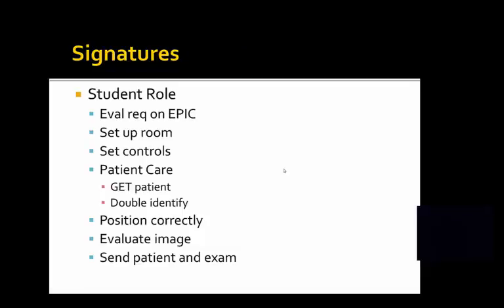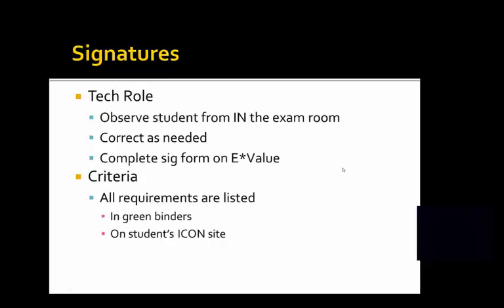To signature, the student's role includes evaluating the requisition on Epic. This means that the student must pull up the patient's record on Epic, read the reason for the exam, and be able to explain to you as the comper why we are doing this exam. They have to completely set up the room. They have to set up the computer controls. They need to get their patient and double identify them, do all of the positioning correctly, evaluate the image, and then send the patient and their exam.